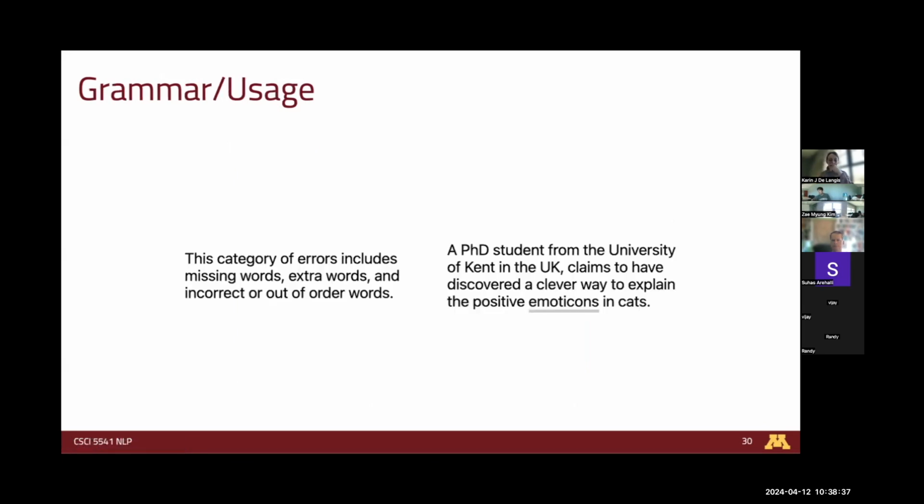Cool. Right. So only a couple more error types that I'm going to go through. Thanks, y'all, for bearing with me. The next error type is grammar usage, which is a little bit of a weird one. The people who made this data set say that this category is for things like missing words, extra words, and incorrect or out of order words. And it's one of the ones with sometimes pretty low levels of inter-annotator agreement because it's a bit of a grab bag category.